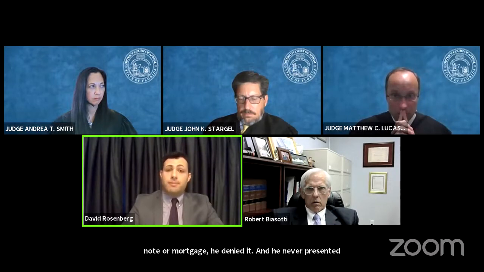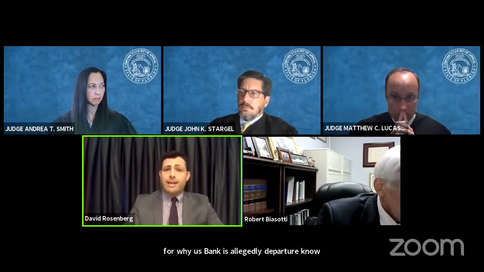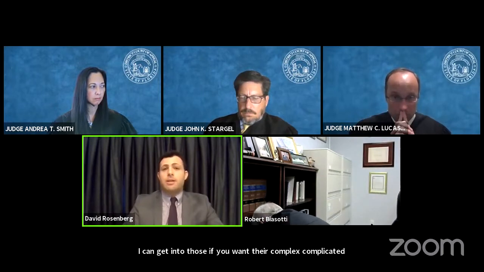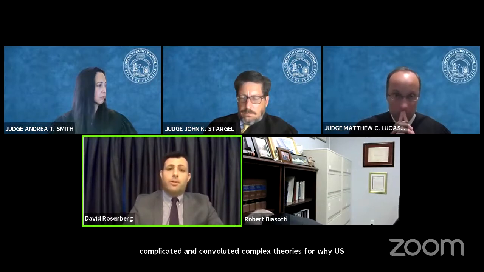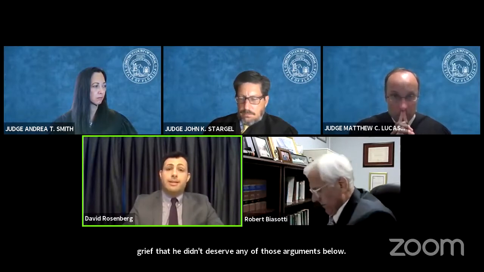That alone is dispositive. Second, there is no sufficient evidence presented to the trial court that US Bank was the owner or assignee of the note. And he makes several different theories for why US Bank is allegedly a party to the note. I can get into those if you want. They're complicated, convoluted, complex theories. We argued in our answer brief that he didn't preserve any of those arguments below. I'll note that in his reply brief, my colleague did not disagree.